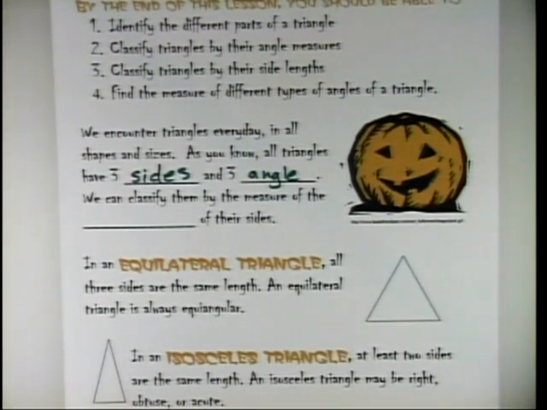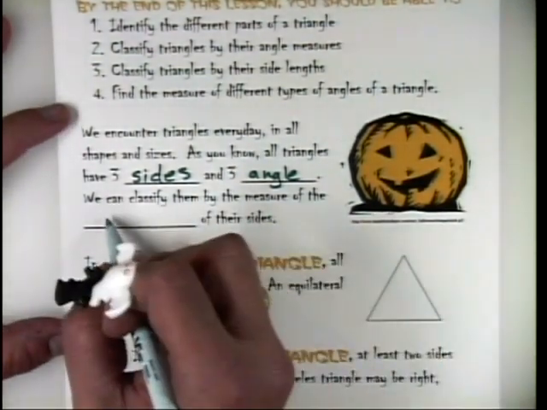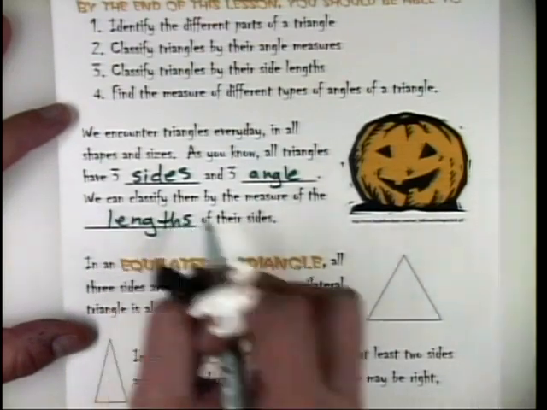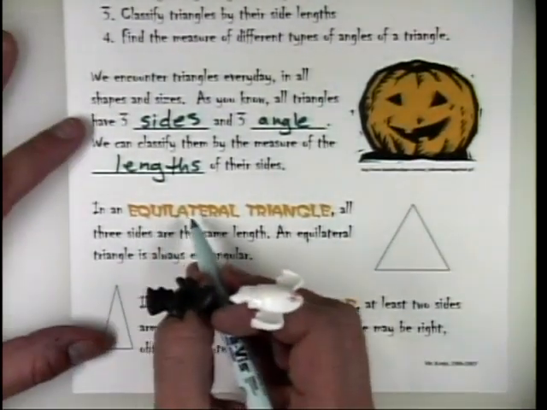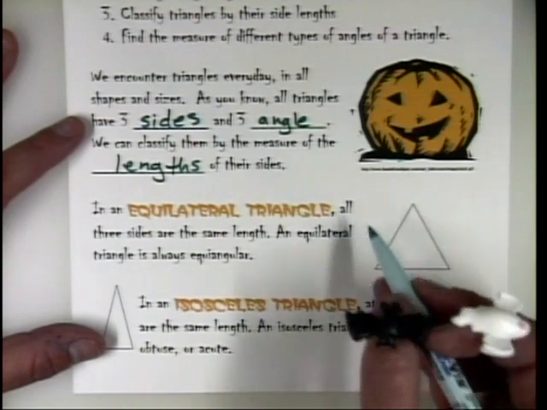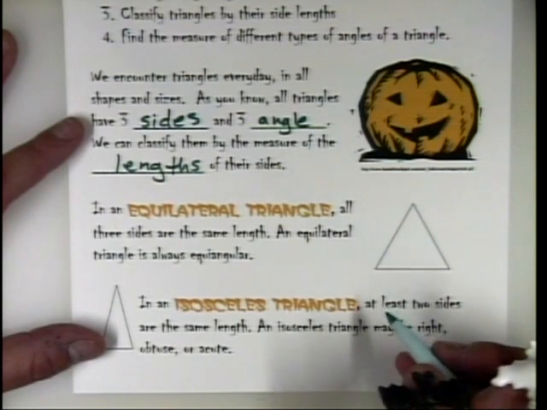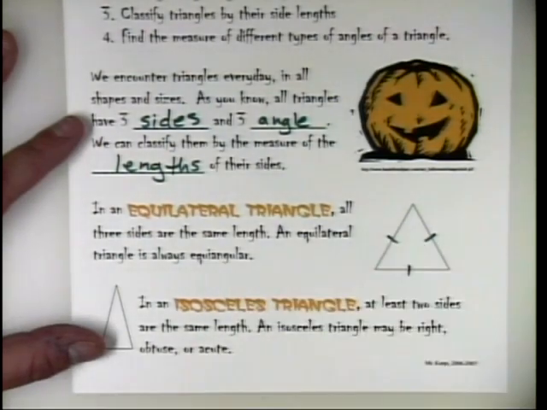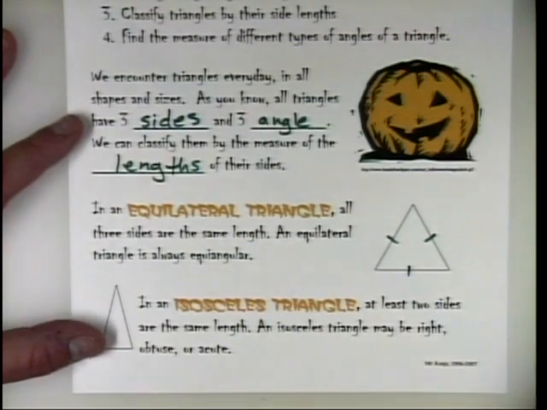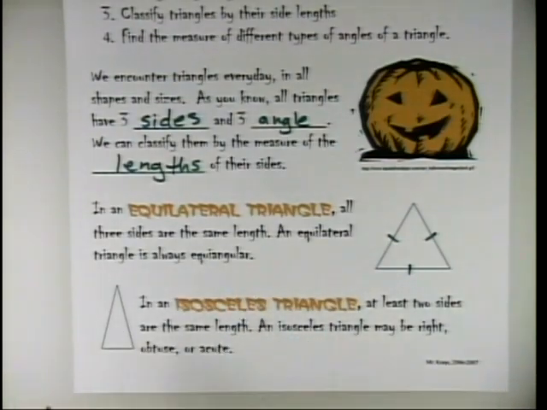Now, we can classify triangles 2 different ways. One way is we can classify them by the measure of the lengths of their sides. And that's what we're going to do first. So the first one we have is something called an equilateral triangle. In an equilateral triangle, all 3 sides are the exact same length. And we usually denote that by putting a line, dash, whatever, on each of the 3 sides. That shows that all 3 of those side lengths are the same length. They're congruent sides. Now, an equilateral triangle is always equiangular, which we're going to talk about here in just a little bit.